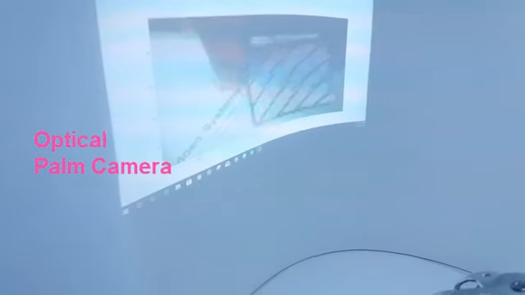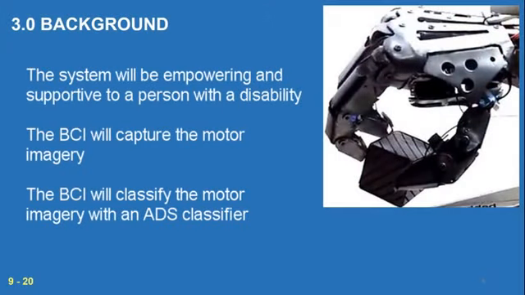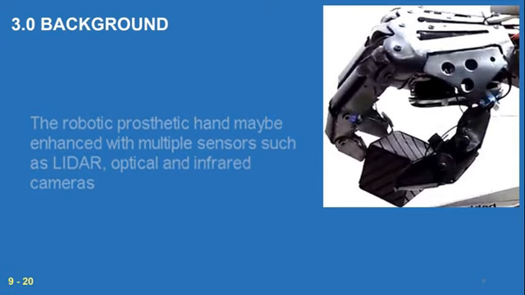An optical palm camera could be used to recognize objects. The system will be empowering and supportive to a person with a disability. The BCI will capture the motor imagery. The BCI will classify the motor imagery with an ADS classifier. The robotic prosthetic hand may be enhanced with multiple sensors such as LiDAR, optical and infrared cameras.